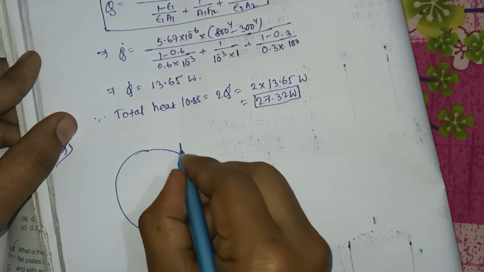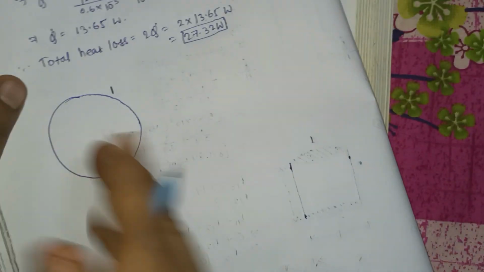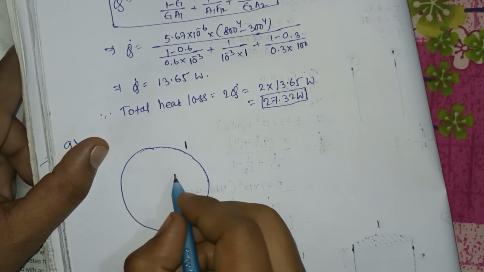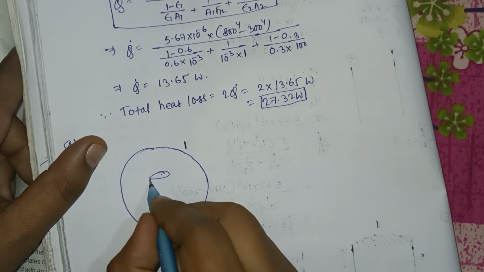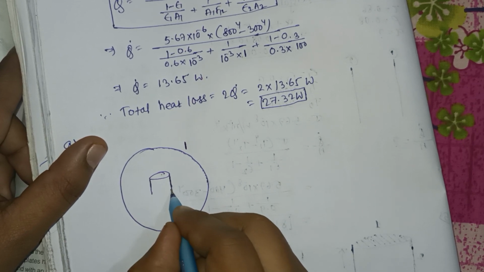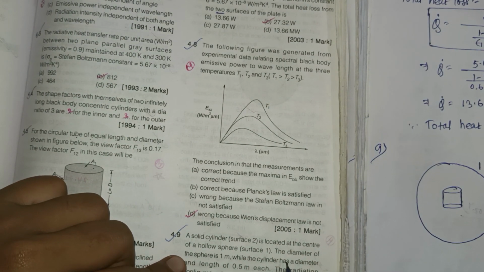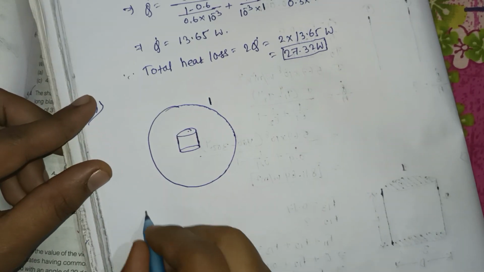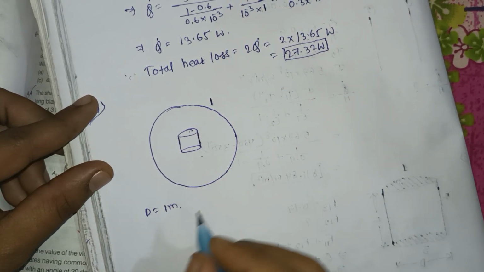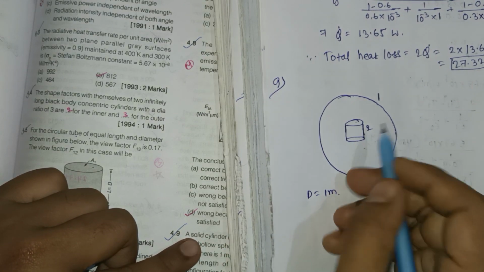This is surface 1, and inside the hollow sphere there is a solid cylinder. The diameter of the sphere is equal to 1 meter. The sphere's surface is 1 and the solid cylinder's surface is 2.